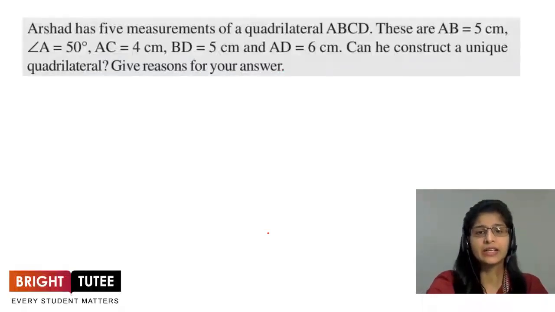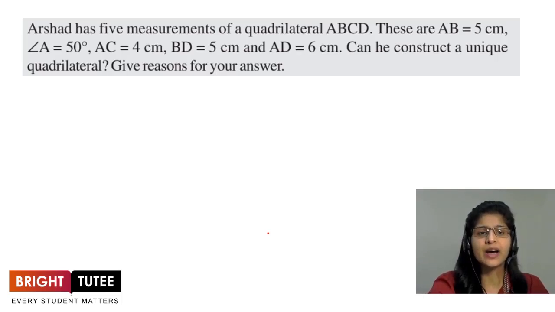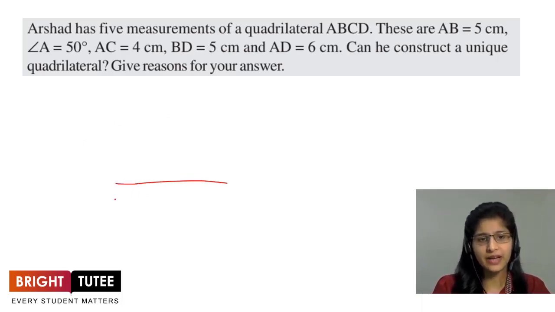So as you can see here, before discussing what kind of figures we are going to draw, what will be given in the question, just pay attention to this question. It says Arshad has 5 measurements of a quadrilateral ABCD. These are AB 5 centimeter and angle A is 50 degrees. So when you try to draw the figure, I'll just give you a rough idea. We will take AB as 5 centimeter, and angle A is 50 degrees, so you will keep your protractor at point A and make an angle of 50 degrees.